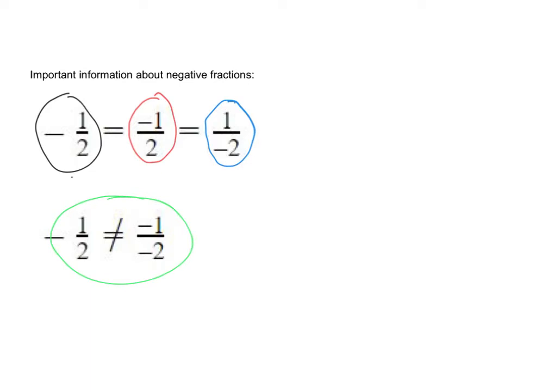So be sure that you understand that when you have a negative fraction, there are 3 different ways you can write it that are mathematically correct. However, you do not want to make the mistake that is circled in green at the bottom.